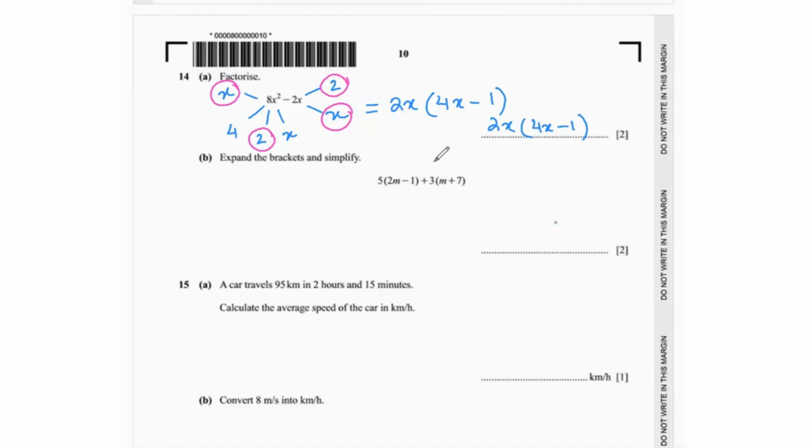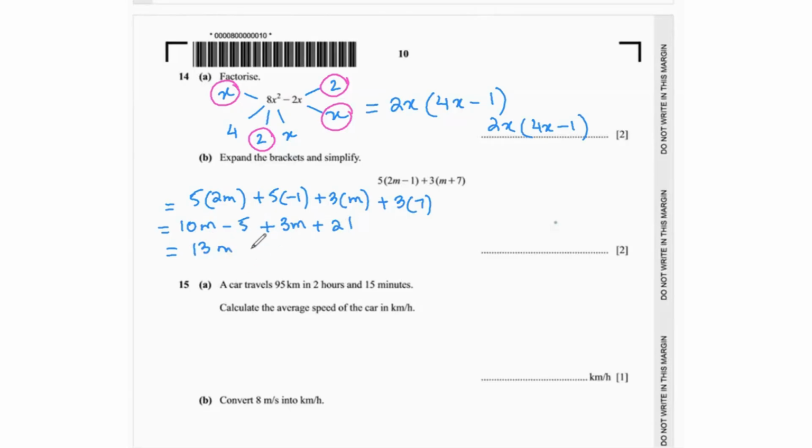Then it says expand the brackets and simplify. So 5 gets multiplied with both the terms inside the bracket. And same goes for 3, it gets multiplied with both the terms inside the bracket. So 5 times 2m plus 5 times negative 1 plus 3 times m plus 3 times 7. So that's 10m minus 5 plus 3m plus 21. So 10m plus 3m is 13m, and minus 5 plus 21 is 16. So 13m plus 16 is your answer.